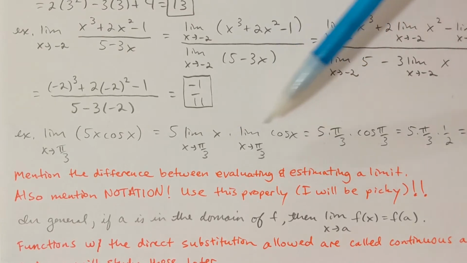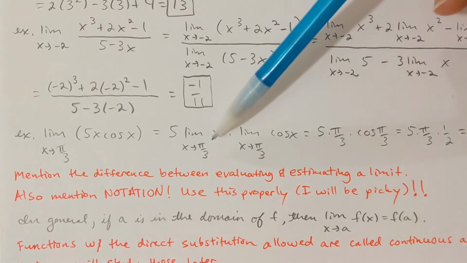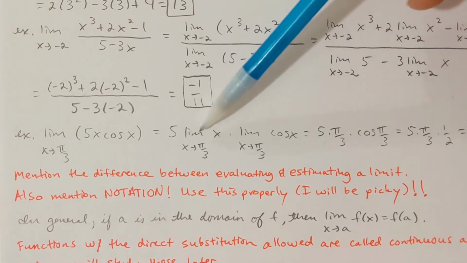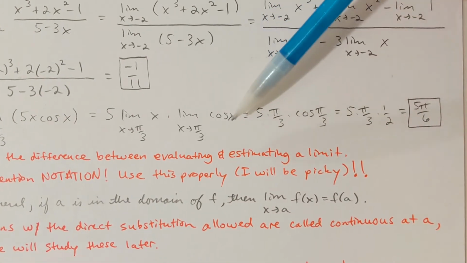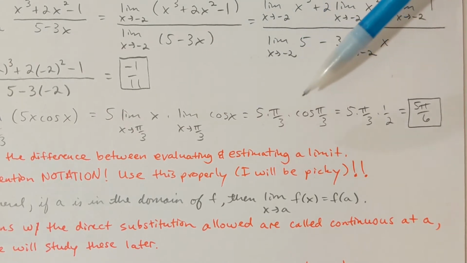And now I can directly substitute in my a value. Okay, I'm going to have 5 times pi over 3. Be sure to drop the limit notation there. And then on the second term, I can just plug in pi over 3 and again drop the limit notation.